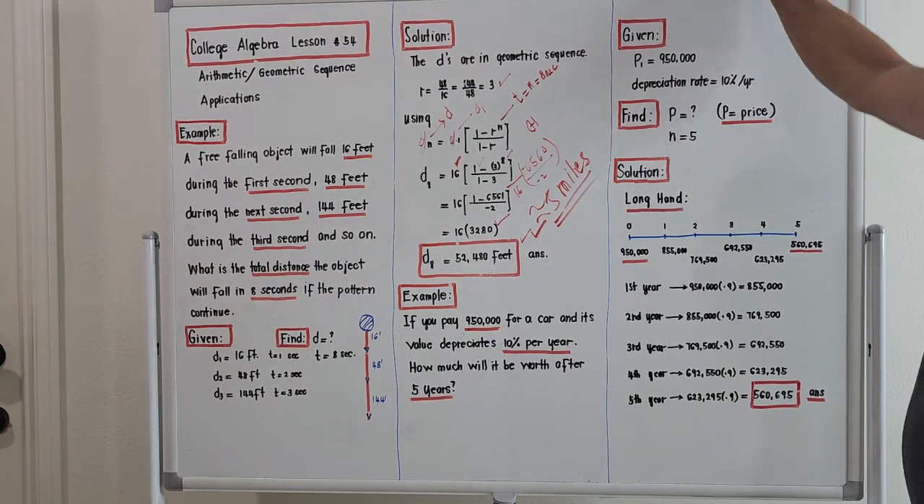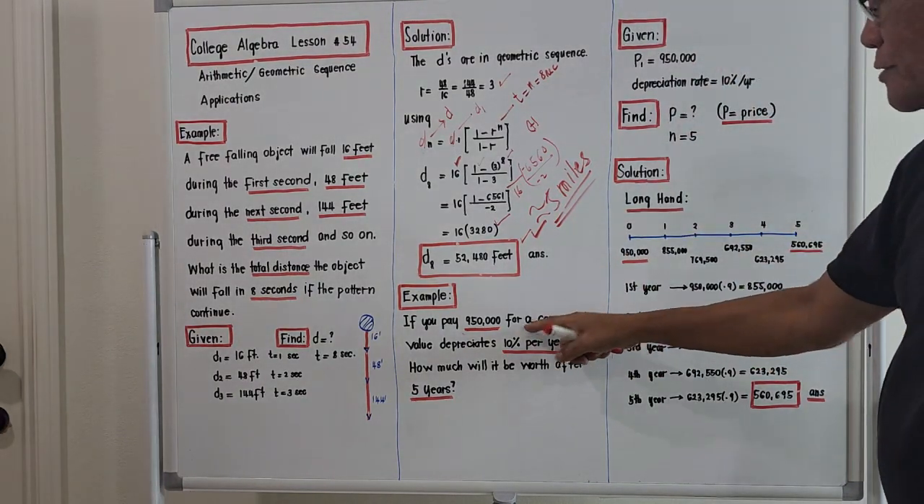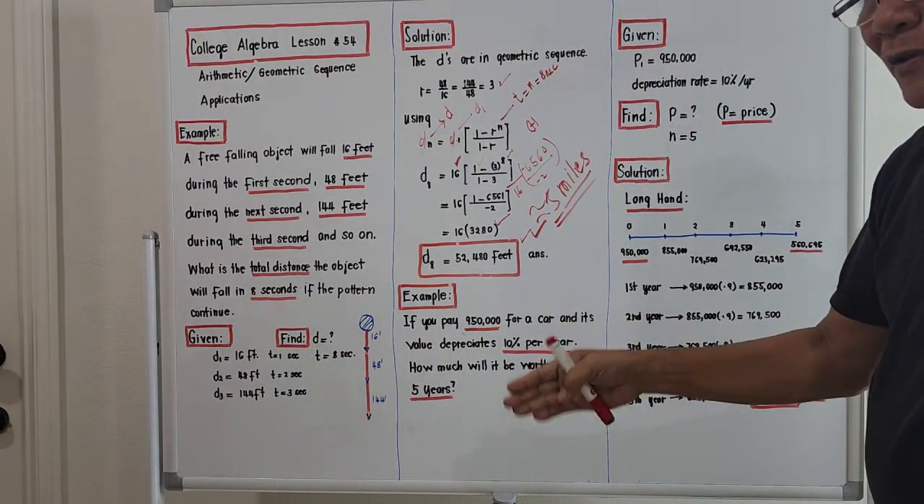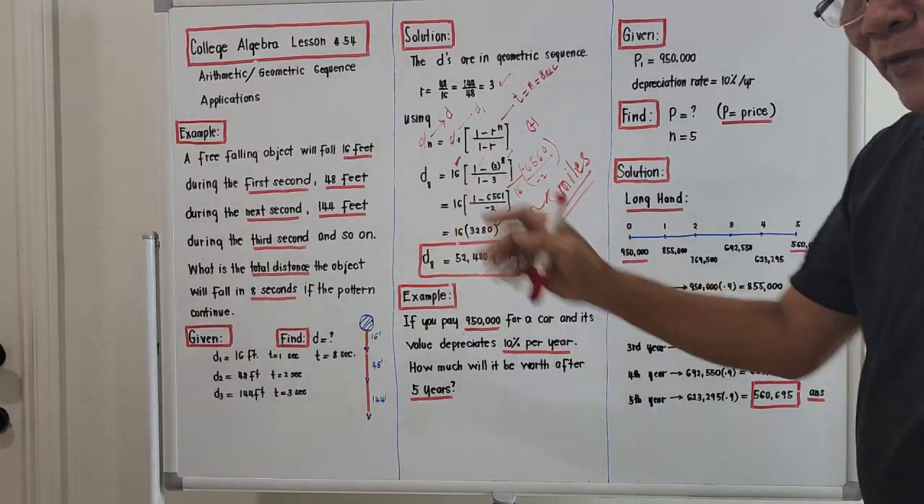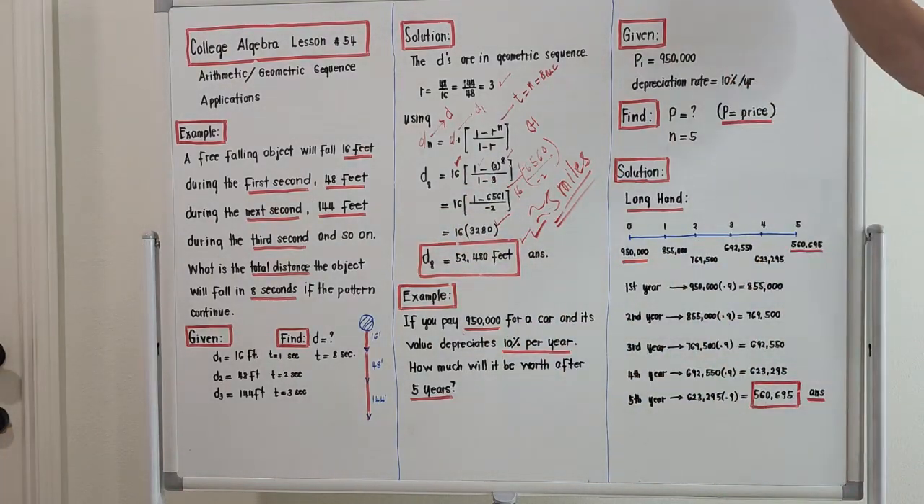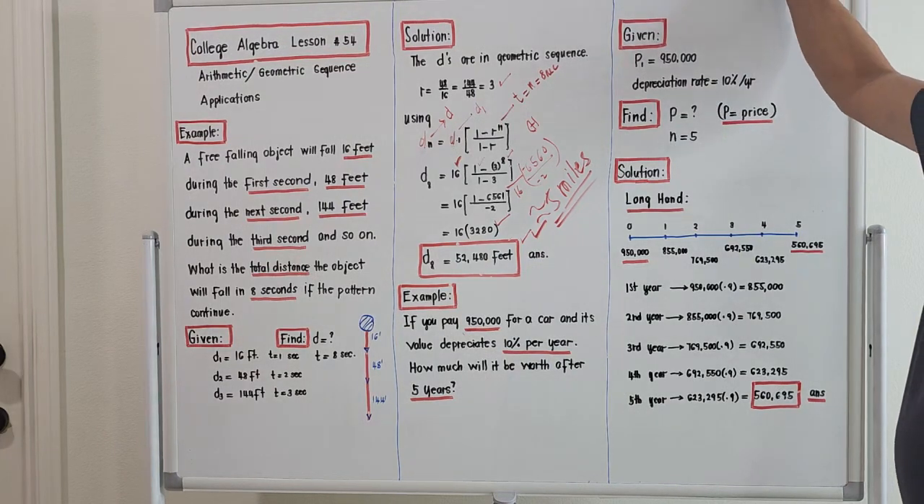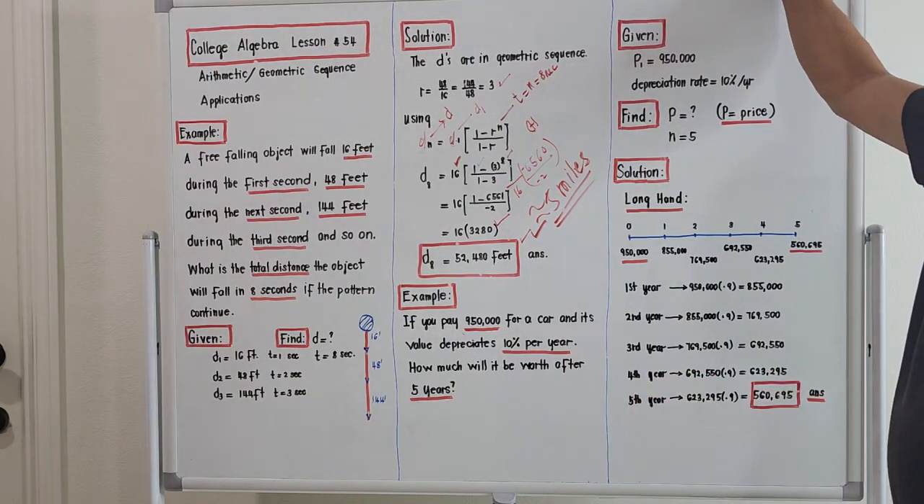950,000, and the rate of depreciation is 10% per year. What will be the value of the car after 5 years? Of course, it will lessen in value. If it's real estate, land, maybe it will not depreciate. It will appreciate. But for cars, whether we like it or not, it will depreciate.